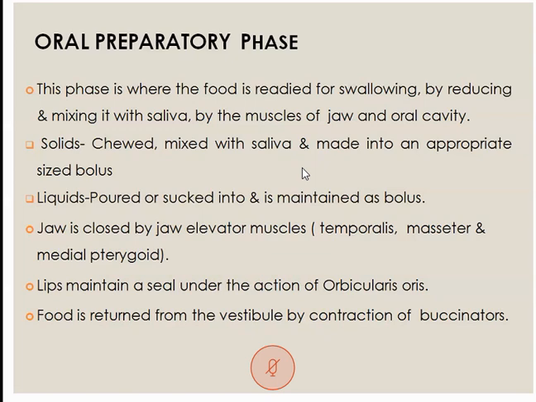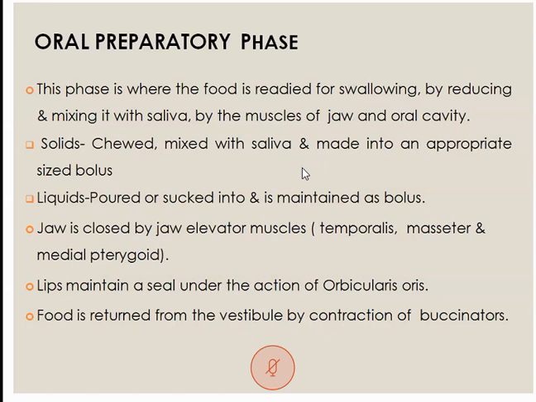After that, the muscles of the jaw and oral cavity will start to propagate the food into the lower part of the area. The solids are chewed, mixed with saliva, and made into an appropriately sized bolus. Solids, you know, form a bolus, but don't think the liquid will simply pass like a fluid. It is also formed into a bolus. It is poured and sucked in, and it is maintained as a bolus.